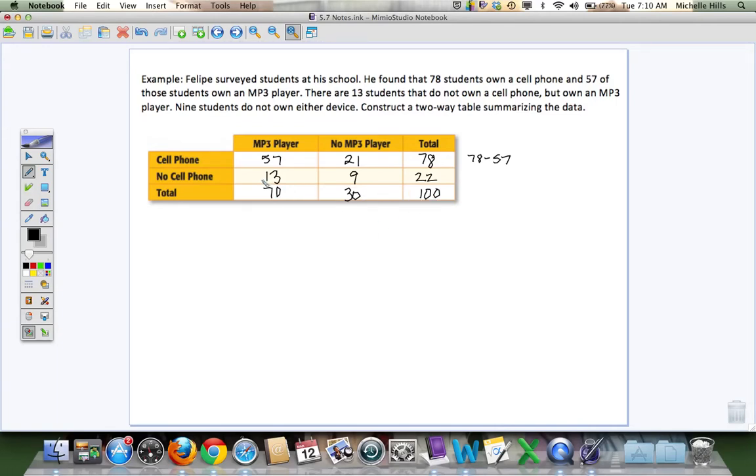So I'm given information about two things. One of the things is if they own a cell phone, so that's either my column or row heading on one side. The other one is if they own an MP3 player, that's my column or row heading for the other one.